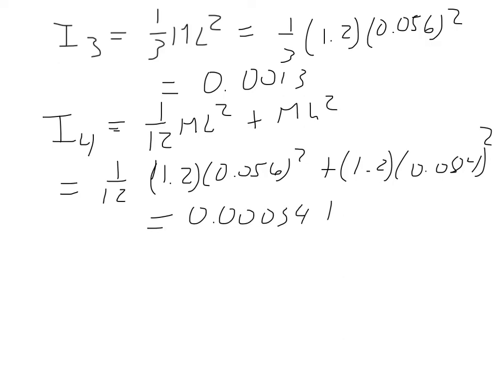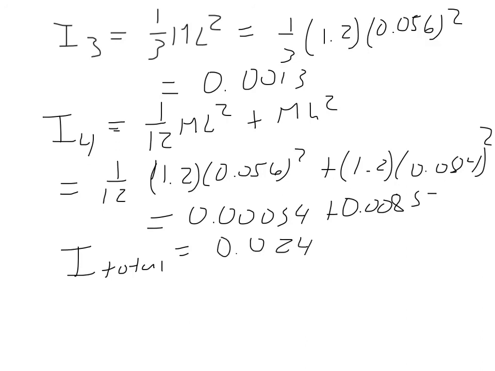And so for I4, we're going to get 0.00034 for the first part, plus 0.0085 for the second part. Adding everything together, we get an I total, again a little bit of rounding here. Adding I1, 2, 3, and 4, we get 0.024 kilogram meters squared.